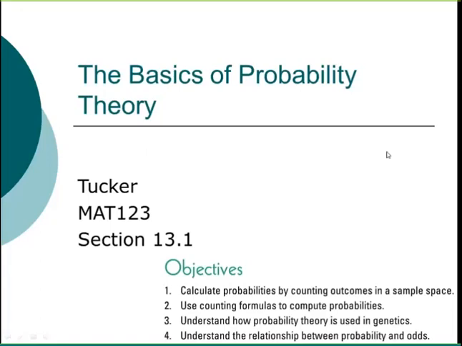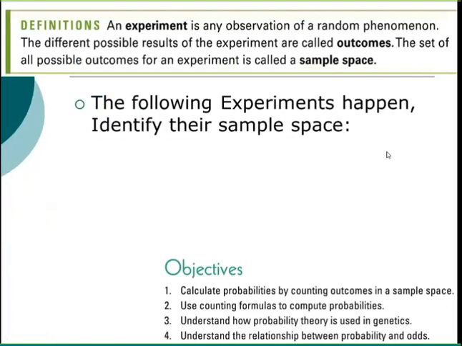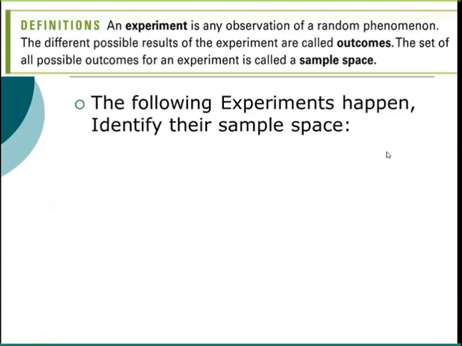All right, class, we're going to take a look at the basics of probability theory in this section, which is section 13.1. An experiment is where we need to start. It is an observation of random phenomena. We have outcomes, and all the possible outcomes are called the sample space. Then we're going to talk about some experiments here. There's a difference between an experiment and general probability theory, which we'll talk about later. So we've got experimental probability, then theoretical probability.